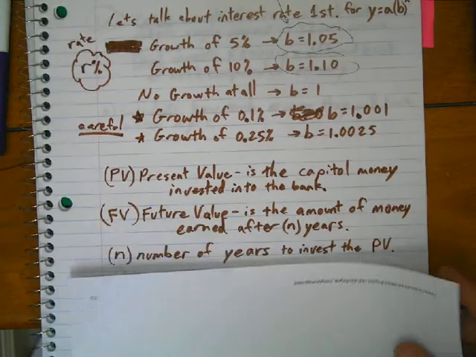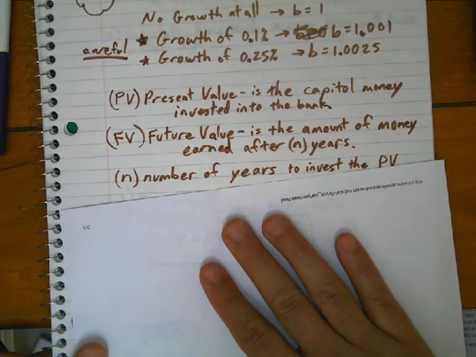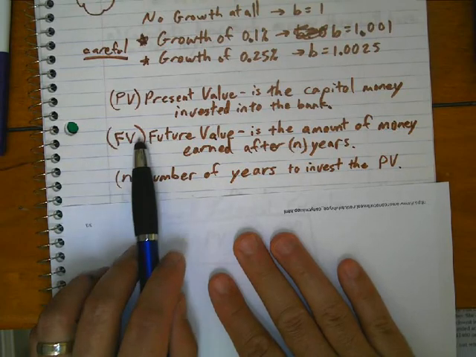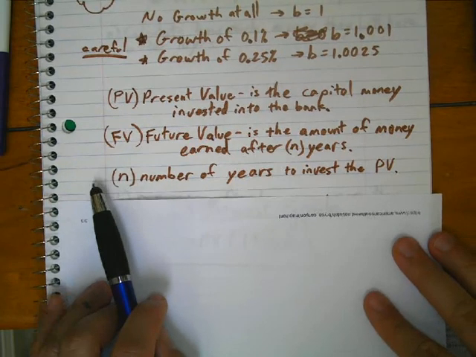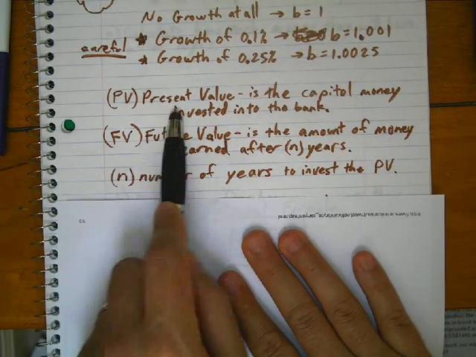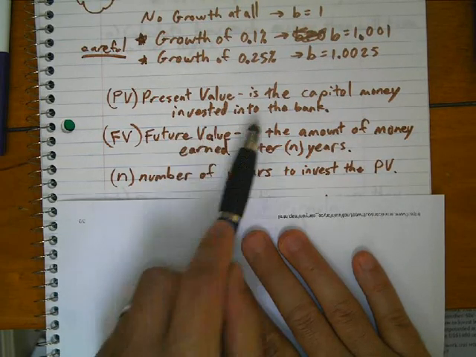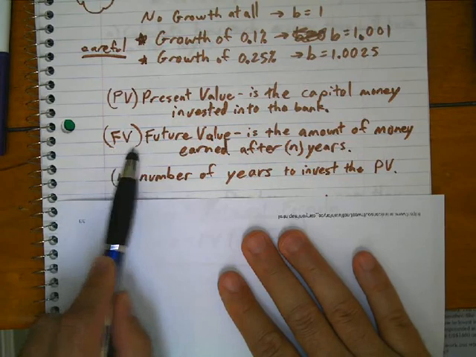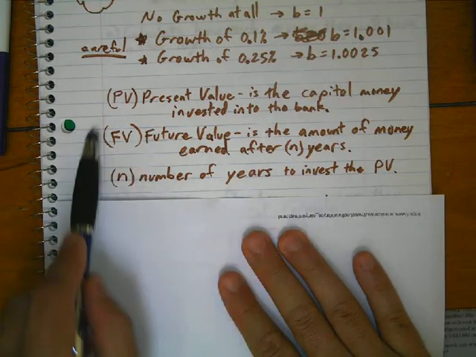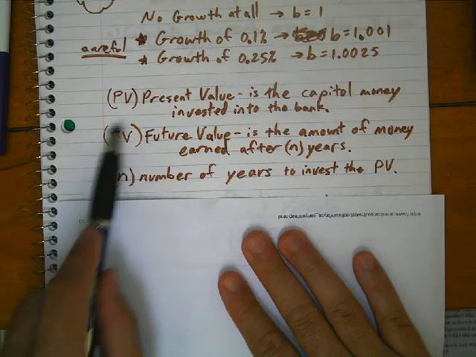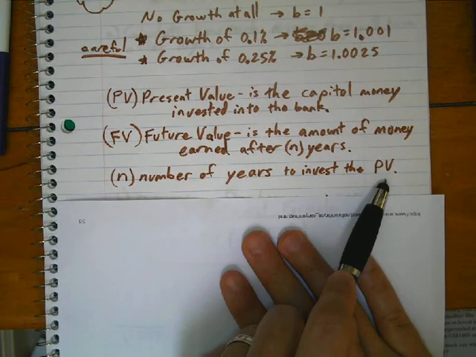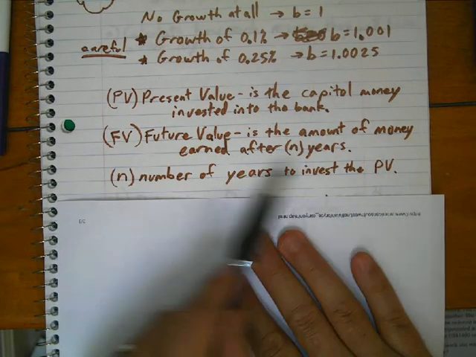Okay, we're going to use some vocabulary that we need before we get started. The book is going to use PV, FV, and N, and these are common variables that are used in finance math. PV stands for the present value. Basically, it's the capital of money that we invest into the bank. FV is future value, and it's the amount of money earned after n years. So this is basically the interest plus the capital. And then N is the number of years that the present value is invested.